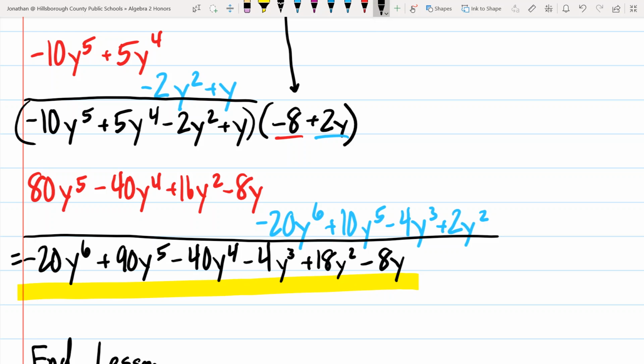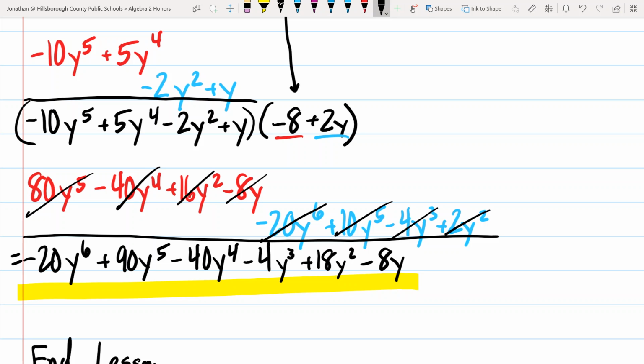All right. Highest power is y to the 6th. That goes first. y to the 5th. Looks like we have 2 to combine. 10 and 80 gets me 90y to the 5th. Just a little tip: when you're adding these together, you don't increase the exponent. Please don't make that mistake. y to the 4th, that's the only one of its kind. y to the 3rd, same thing. y squared, it looks like I have 16y squared and 2y squared, and then -8y.